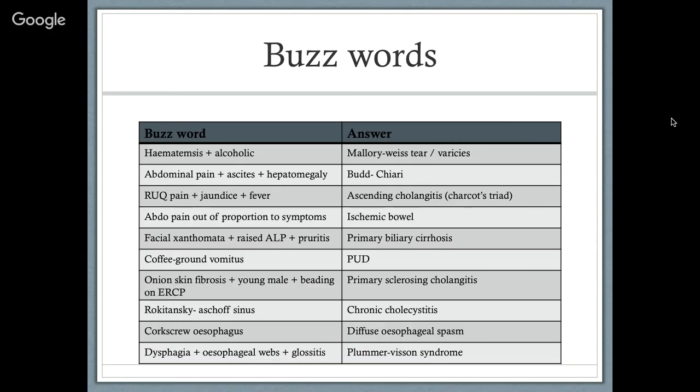All right, just some buzzwords. Hematemesis plus alcoholic: Mallory-Weiss tear or varices. Abdominal pain plus ascites plus hepatomegaly: Budd-Chiari. Right upper quadrant pain plus jaundice and fever: ascending cholangitis. The rest of them you can read through at your leisure. Corkscrew esophagitis we spoke about. Plummer-Vinson syndrome: dysphagia plus esophageal web plus glossitis. You see those kind of things, it's just a reflexive diagnosis. And we'll just run through a couple of questions.